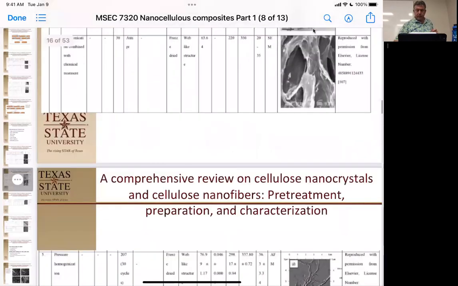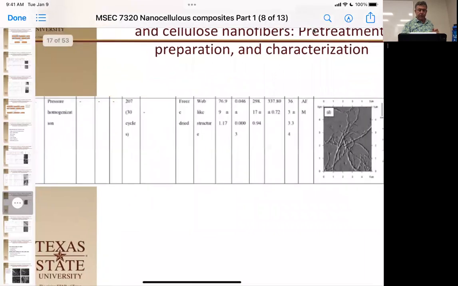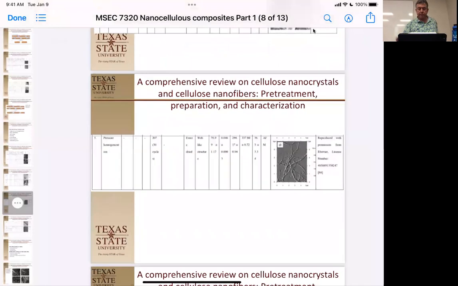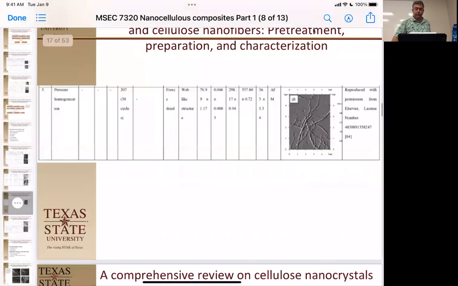Okay. All right, and then this is high pressure homogenization with freeze drying, and they get the web-like structure. But they're really long, nice fibers. So those are the primary ways to make nanofibers. And there's probably a lot more, but these are the ones that were in the view.